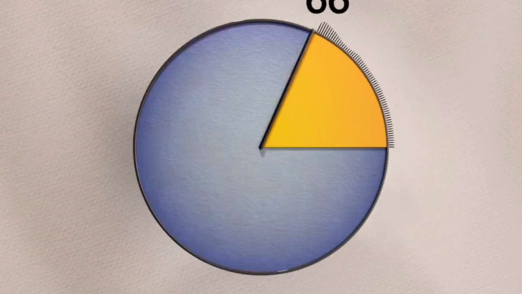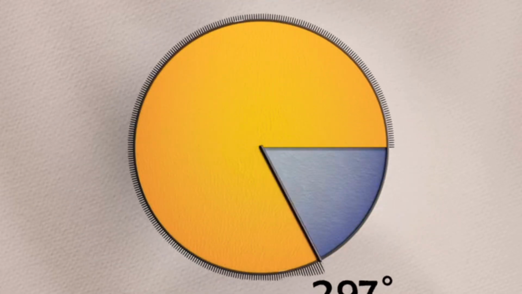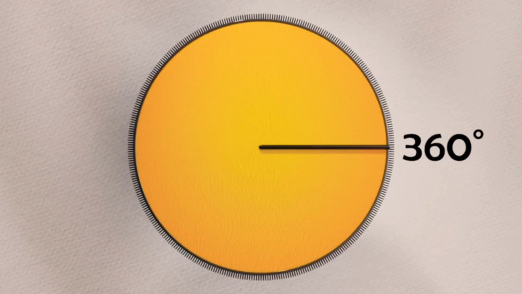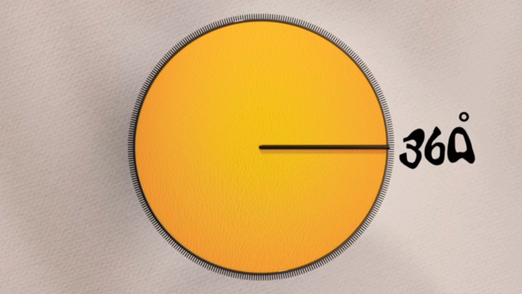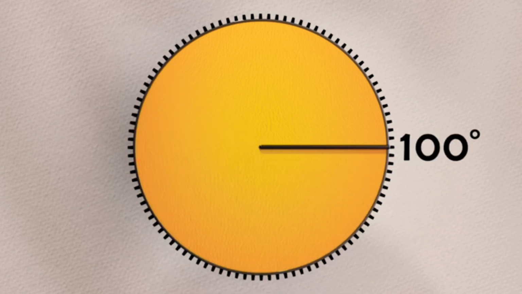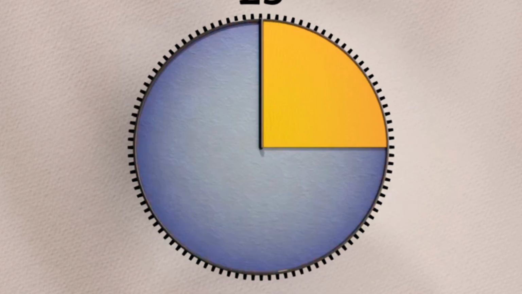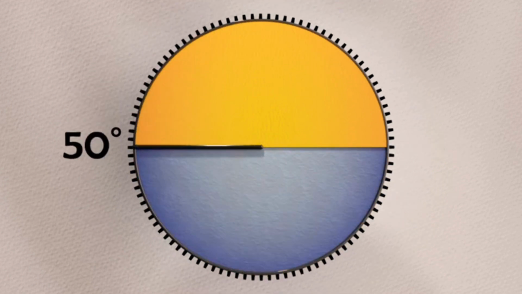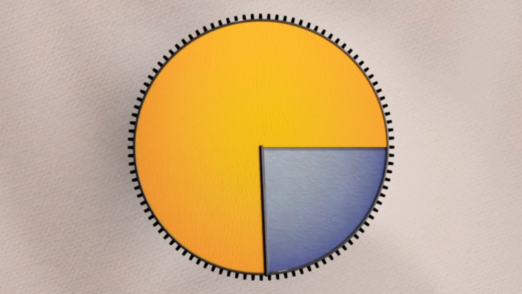Why do we measure a complete rotation around a circle as being 360 degrees? When you think about it, the number 360 is a bit arbitrary. For instance, it might seem easier for everyone to agree that a complete rotation is 100 degrees, with a right angle being 25 degrees and a half rotation being 50. But that's not the measurement we use. So where did the 360-degree standard come from?